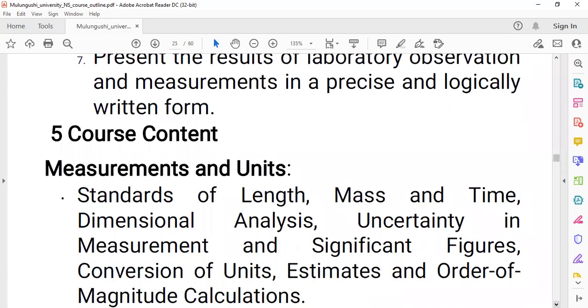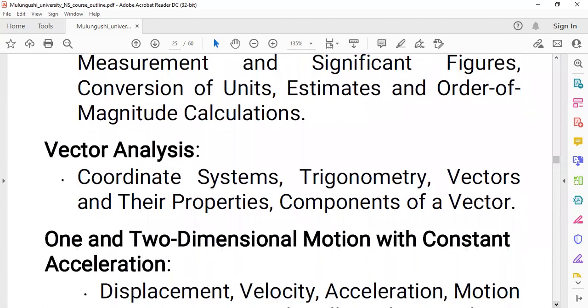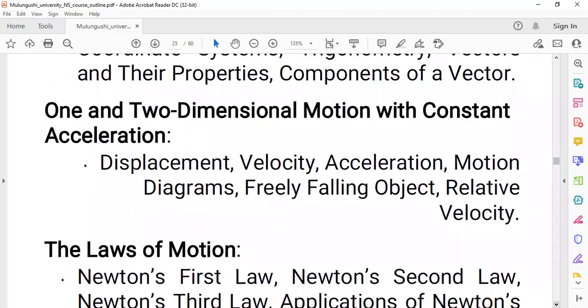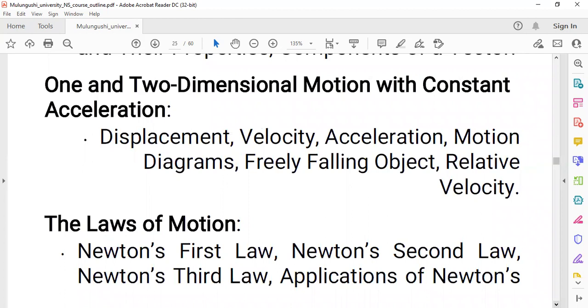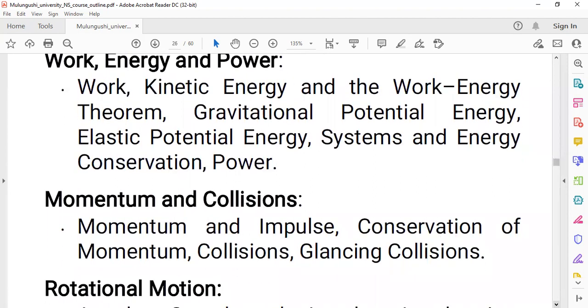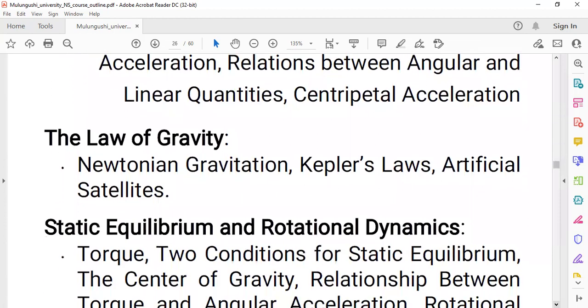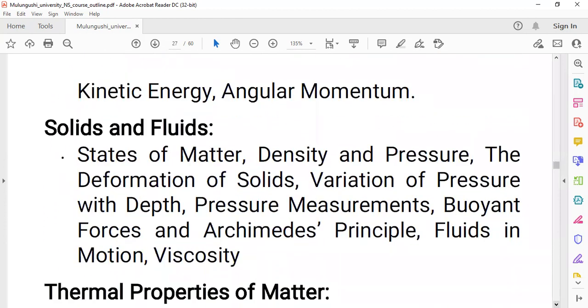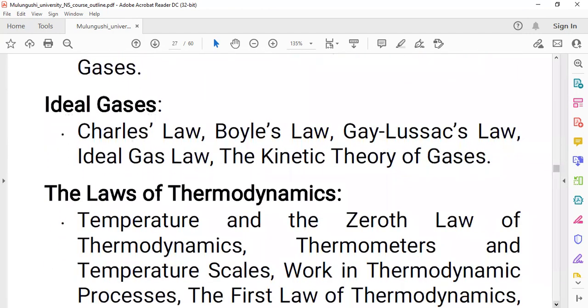The course outline: you start with measurements and units. We go to vector analysis, and to one-dimensional motion. There you consider the equations of motion, which you already know, but here you have examples. Then you go to work, energy and power, you consider momentum and collisions, circular motion, the law of gravity, static equilibrium, rotational dynamics, the properties of matter, ideal gases, and the laws of thermodynamics.